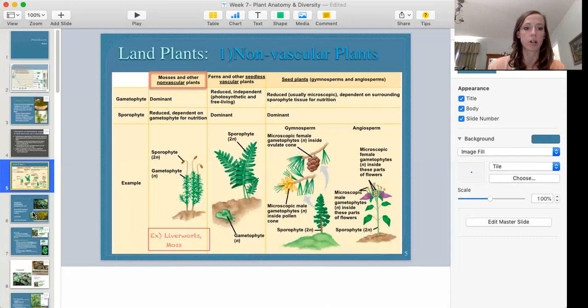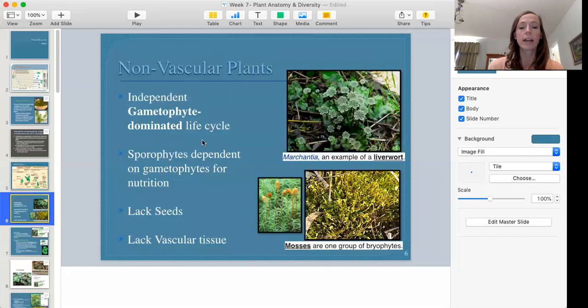Now let's look specifically at our non-vascular plants. Like I said in the previous slide, the non-vascular plants are characterized by an independent, dominant gametophyte generation. The sporophytes are dependent on the gametophytes for nutrition. And as indicated in the name, they lack vascular tissue. So again, they don't have the specialized cells that move water and sugars over long distances in the plant. So they're going to be a lot smaller and less developed. They also lack seeds.